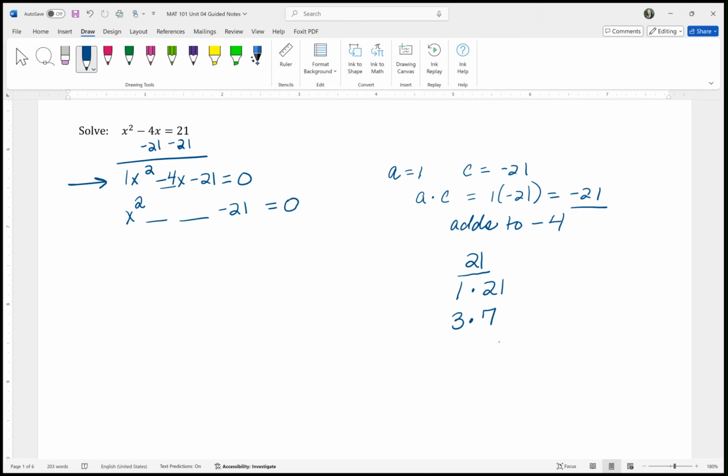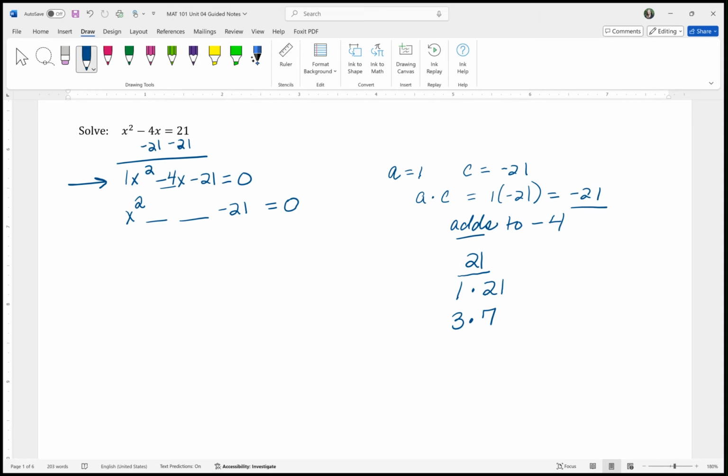7 times 3 is 21. So really these are our only two pairs of factors. From here, we're trying to figure out what adds to negative 4. What adds to negative 4? However, again, add could really mean subtract, okay? Because the signs are what you have to figure out.